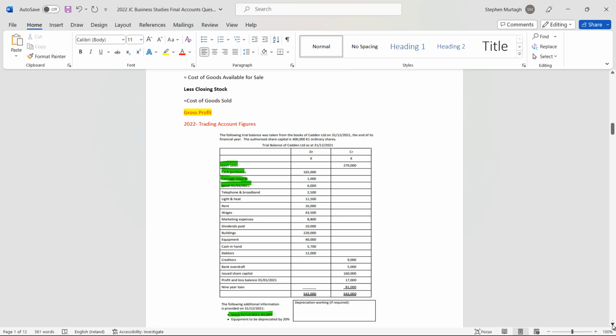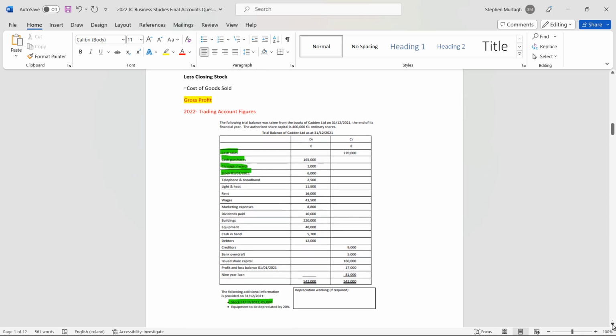Now, the reason stock is down at the bottom there, and equipment as well, which we'll be seeing a little bit later on, is that those are going to be used twice in this question. The closing stock at the end of the year goes in the trading account section, and will also go into a later section called current assets, because if you need to raise money quickly, you can sell that stock to do so. That's why it goes in the current assets section. So that information was given to you in the question.